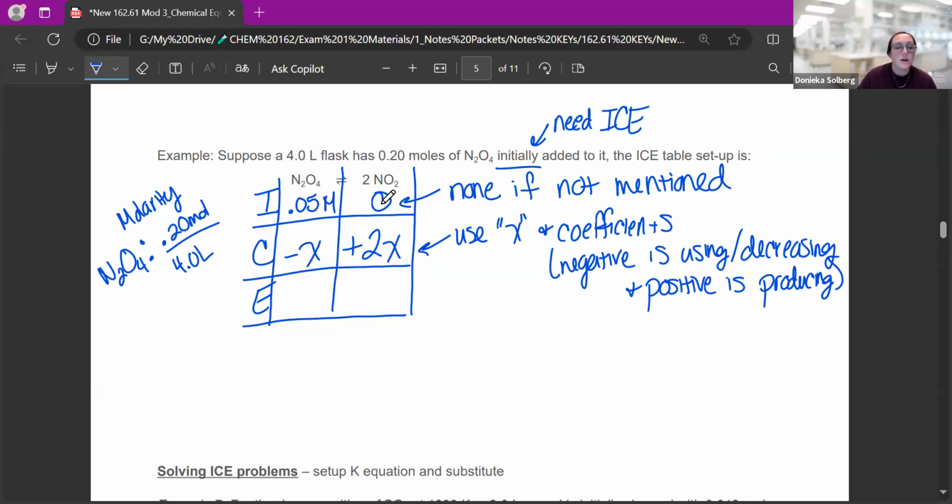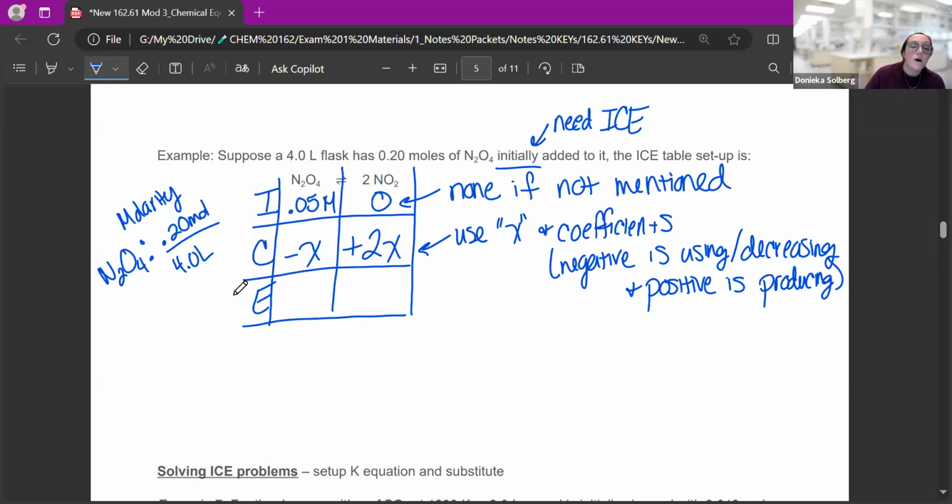Also, if we started with 0, I can't use it. I don't have any, so it can't go negative. You cannot have a negative molarity. So if you did something and you end up with a negative molarity, you did it wrong. Go back and look at your changes. So negatives for using and positives for gaining.